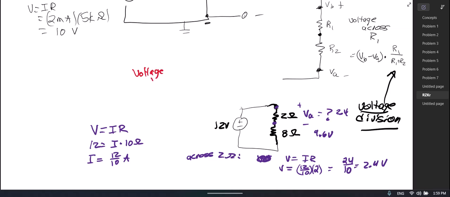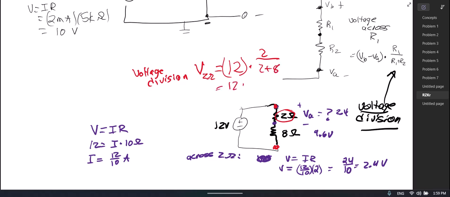So voltage division tells me that if I know the total voltage across both of them, which is 12, then the voltage across the 2 ohm has to be my total voltage, 12, times the resistor that I'm looking at over the sum of the 2 resistors. That's 12 times 2 over 10, which is 2.4 volts. Now, you might have noticed that's exactly the same calculation we ended up doing over here. And that's because it is. This is just a shortcut for getting there. Okay, so that's voltage division.